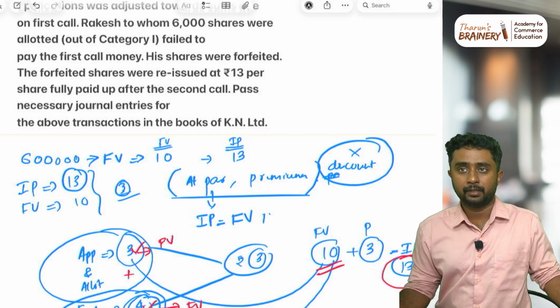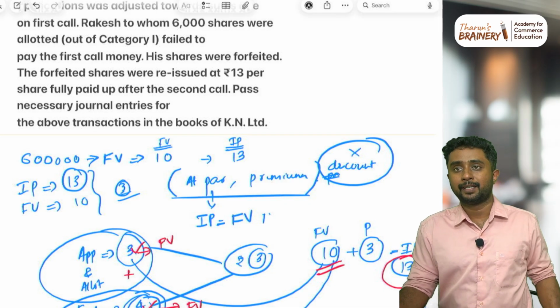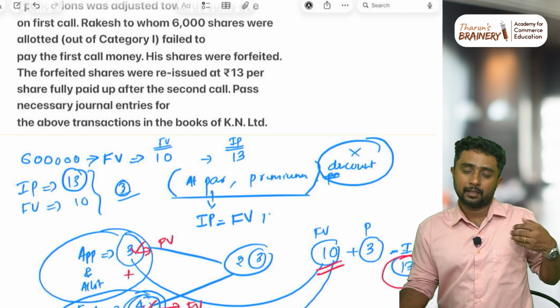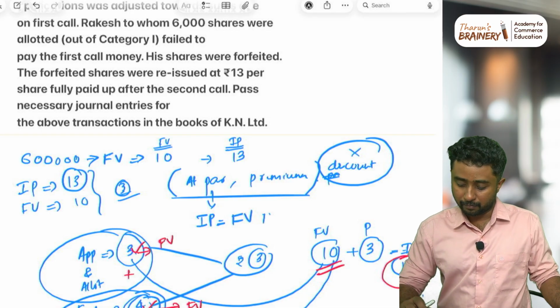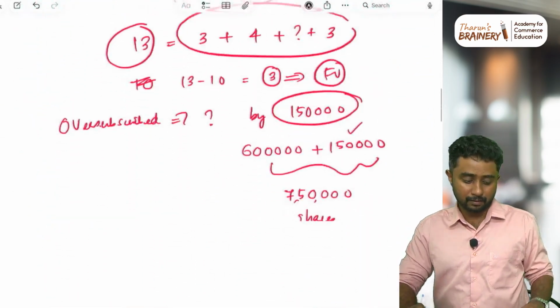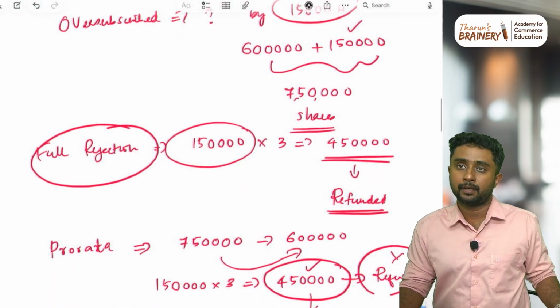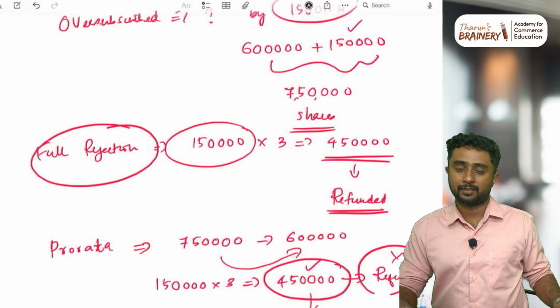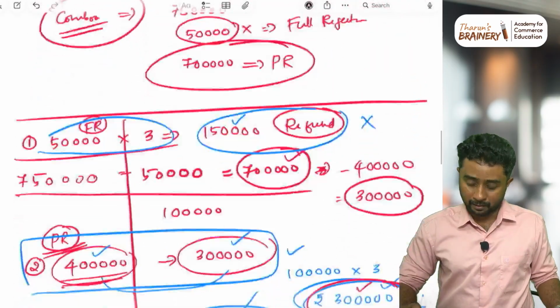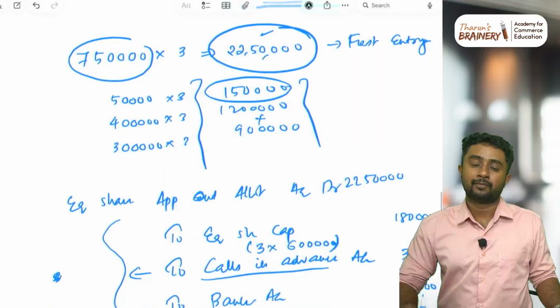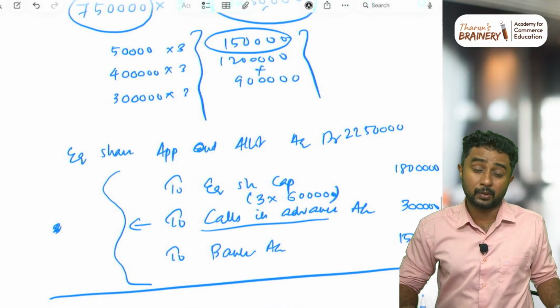So that entry we need to pass. I am not telling the calculations, just the entry alone we will discuss. Bank account debit to share capital, equity share capital, to securities premium. And don't forget the last entry also. What is the last entry? Forfeited shares account debit to capital reserve.